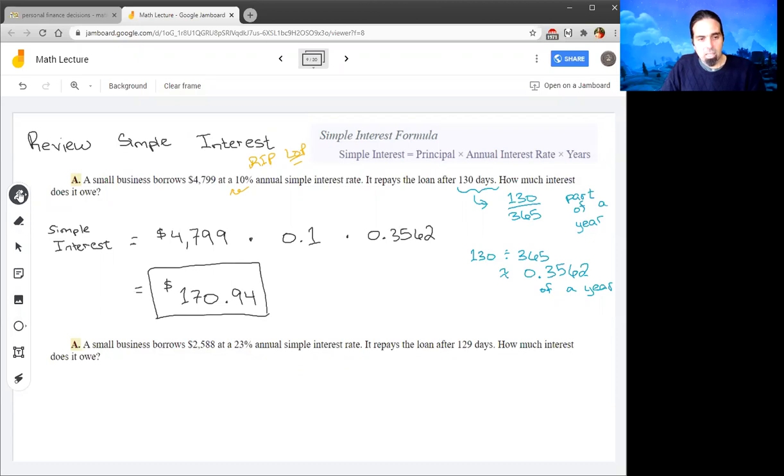Another problem exactly the same, different random numbers. We're again going to get out of the percent. And we're again going to say that 129 days out of 365 days is about what? 0.3534 of a year.